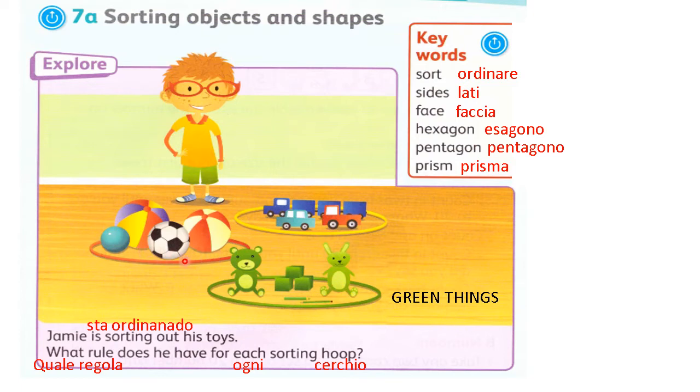Here, in the red hoop, he has a football, a basketball, a beach ball, and another blue ball. These are all spheres. The rule for this hoop is spheres. In the yellow hoop, he has a car, a truck, and a train. The rule for this hoop is vehicles.